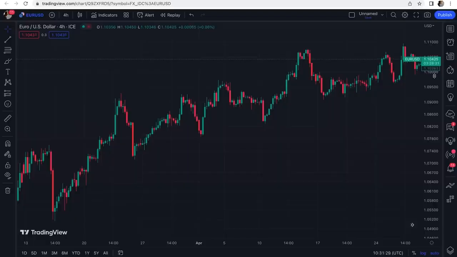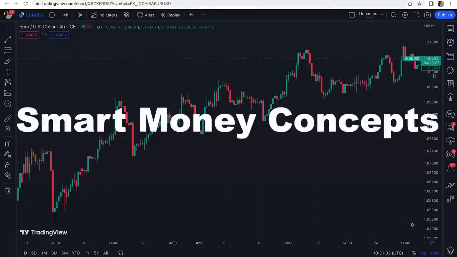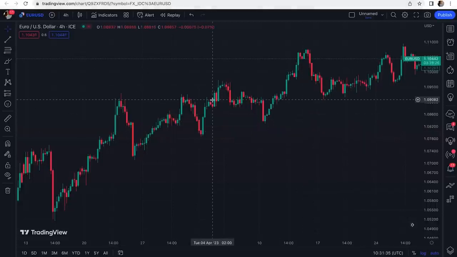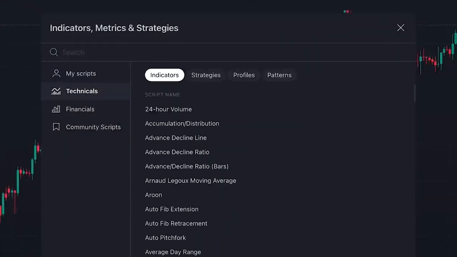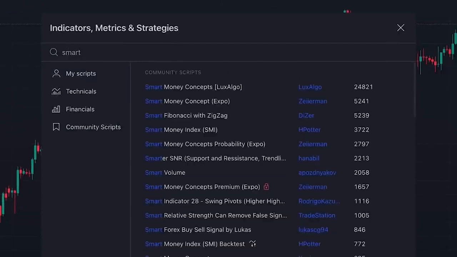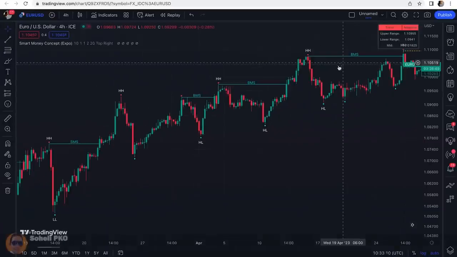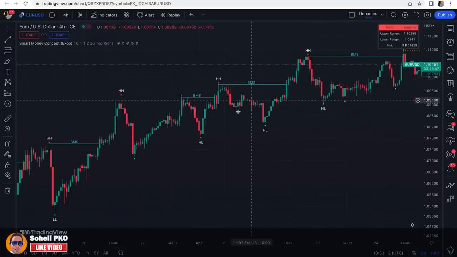In today's video, I want to introduce an amazing indicator that helps you in a smart money concept method of trading. To add this wonderful indicator to our chart, here we click on indicators and we search smart money concept. We add this one, Smart Money Concept Expo, which is written by someone named Zahirman, if I'm pronouncing the name correctly. Alright, as you can see, some levels and words are added to our price chart.